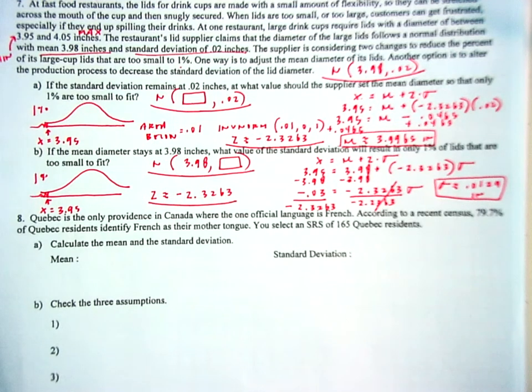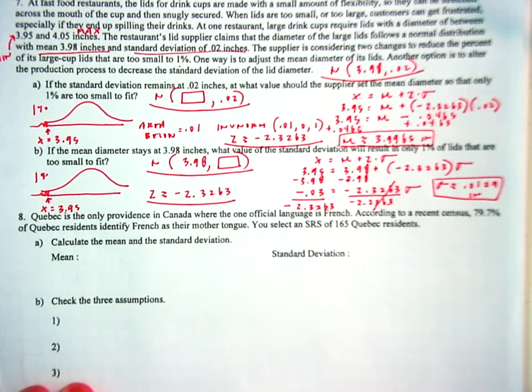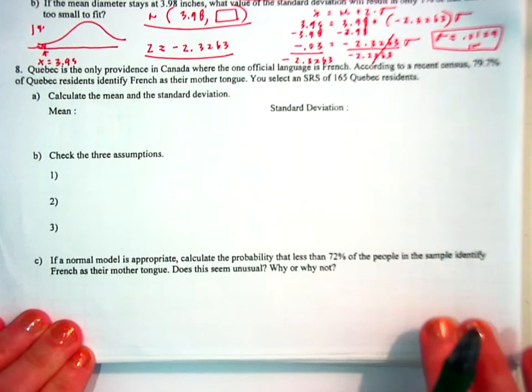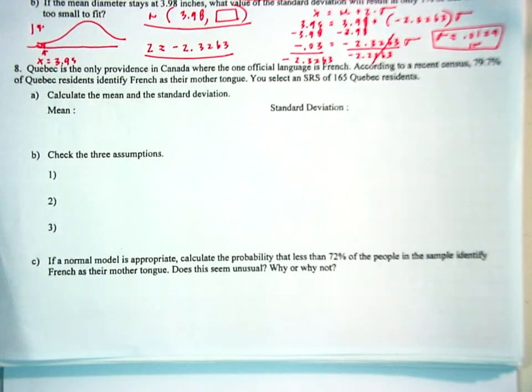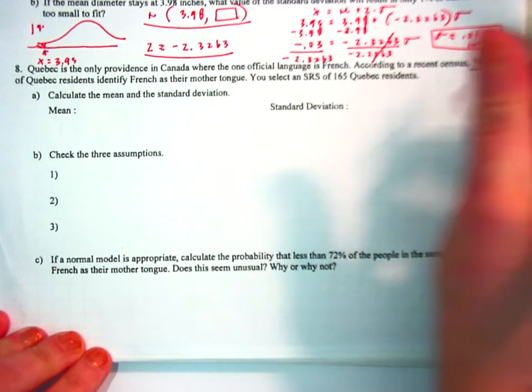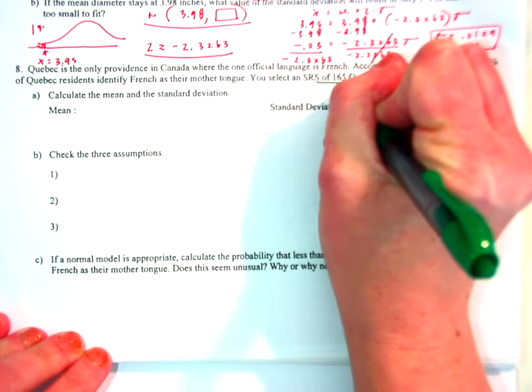Okay, one more problem. Quebec is the only province in Canada where the one official language is French. According to a recent census, 79.7% of Quebec residents identify French as their mother tongue. You select an SRS of 165 Quebec residents. Okay, so right here, that's our P. Right here, that's our sample size, that's our N.